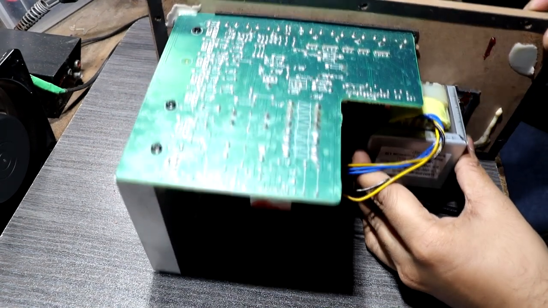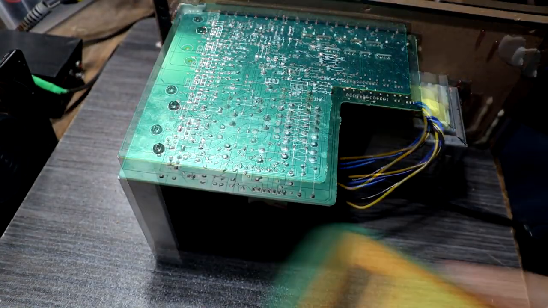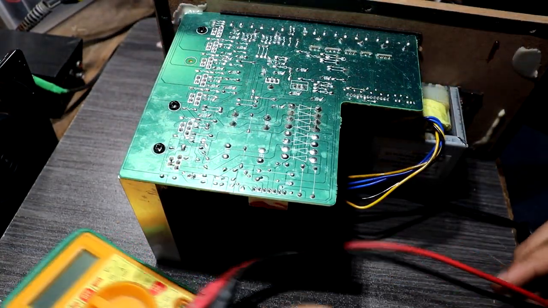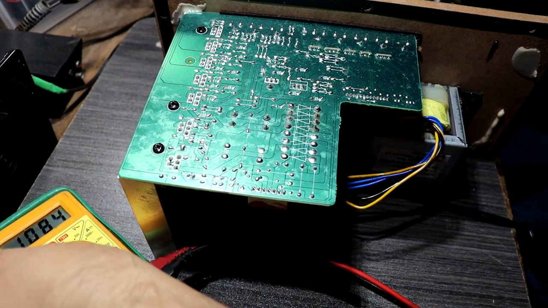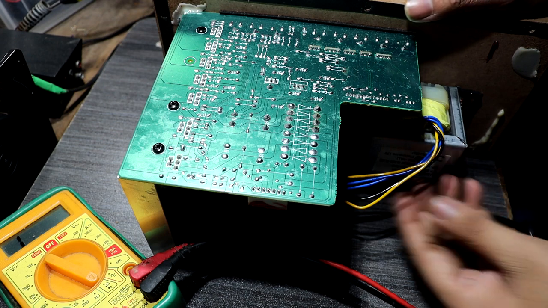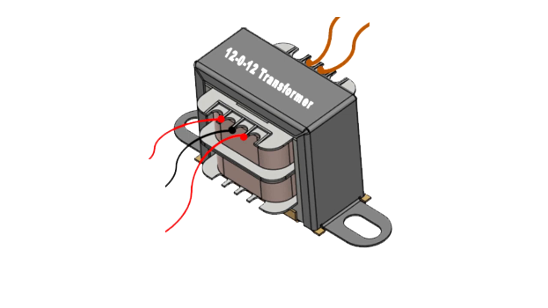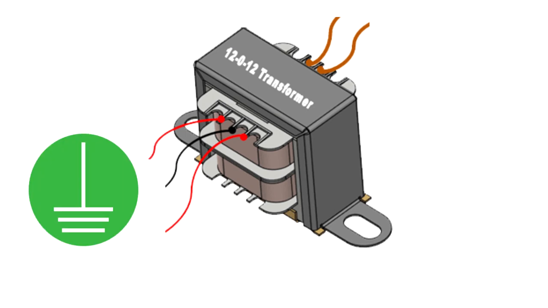First we will find the common ground in the circuit using a multimeter. Set the multimeter to continuity mode. First we find the transformer ground wire. How can we find the transformer ground wire? Guys, this is the dual supply transformer. This transformer has 3 wires. First one is 12 volt, second one is common ground, and third one is another 12 volt. Remember, the center tap is common ground.